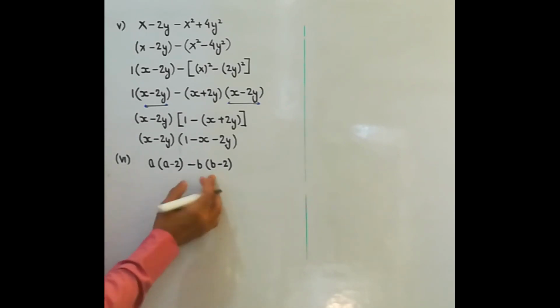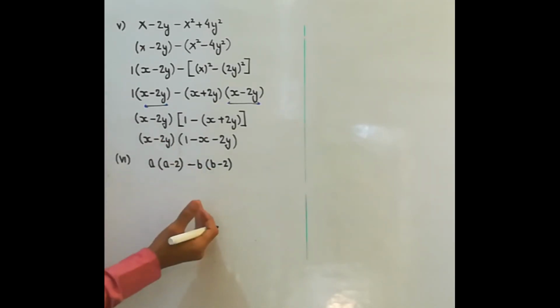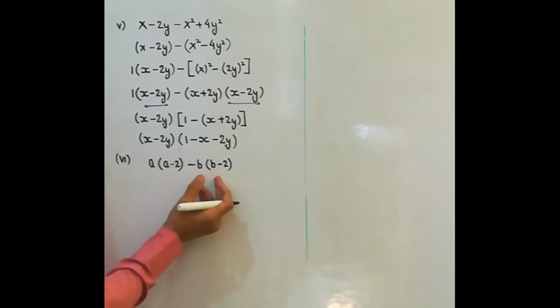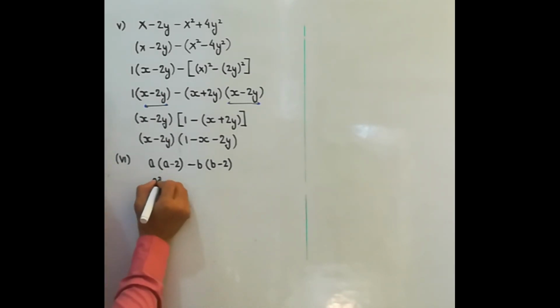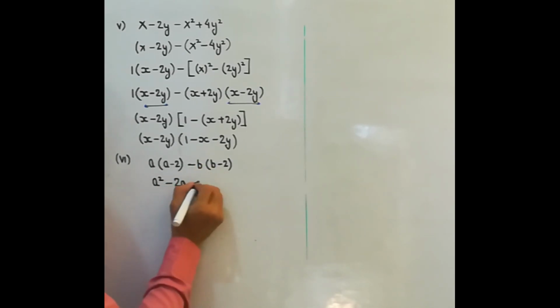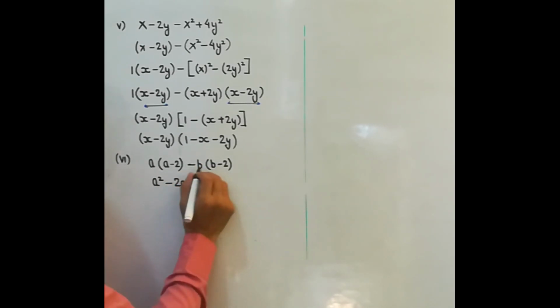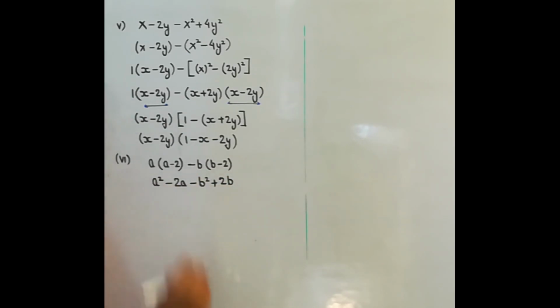Okay, now here in this question you can see there is nothing common. So what we will do, we will open the bracket, and after opening the bracket you will rearrange it to make a certain grouping. This becomes a square minus 2a minus b square minus minus plus 2b. Okay, now what we will do, the grouping.